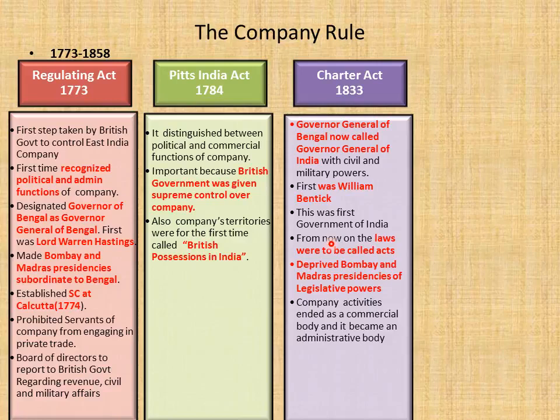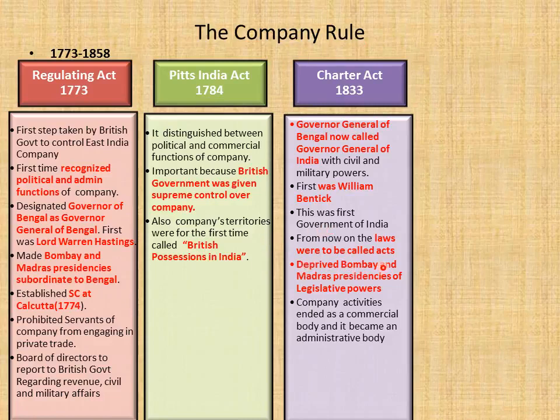Another important point was that from now on the laws were to be called acts. Initially, in the Regulating Act and the Pitt's India Act, these laws were called regulations. But now these laws were to be called acts. Do not confuse them with the names. Regulating Act and Pitt's India Act are basically names of acts, but the laws made under these acts were called regulations. The laws were called acts only after the Charter Act of 1833 onwards. So remember this point, this is very important.